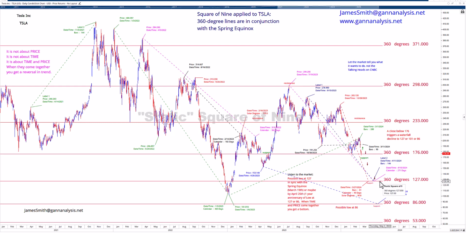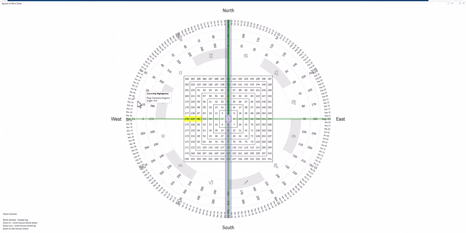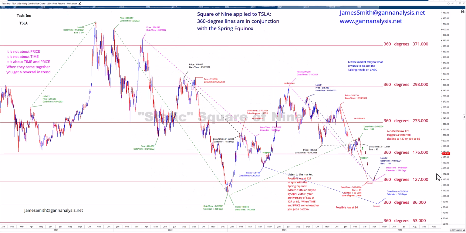Again, these are cardinal levels. Anything that falls on the iron cross, which would be the north-south, east-west axis, any of these numbers that are on the iron cross are considered cardinal levels. So 176, 127, 86, those are key support levels on the way down. When you take out 176, in theory, you go down to 127, 86, or even 53. So we're going to keep an open mind for now.